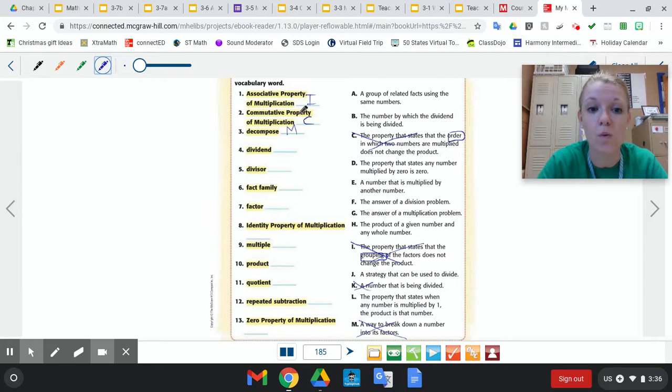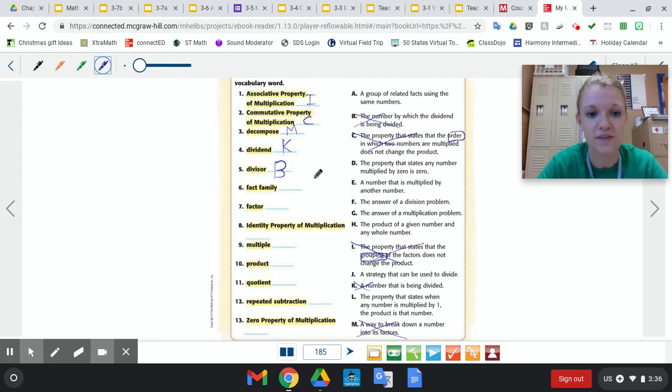Okay. What, is my pen running out of ink? This is a technological pen. Why is it running out of ink? Okay. Divisor. Dividend divided by the divisor. So it's the number we're dividing by. The number by which the dividend is being divided. Okay, so this is letter B.